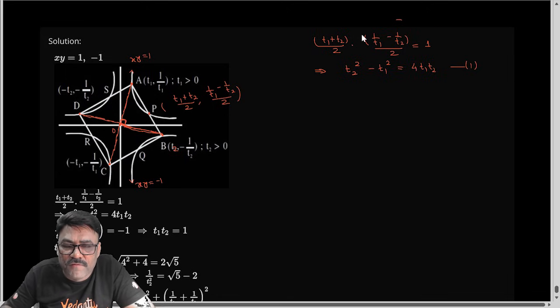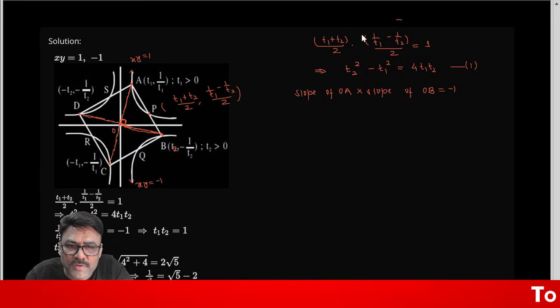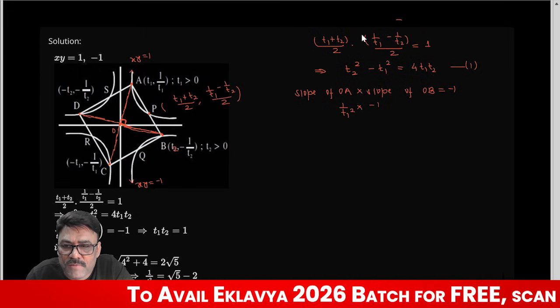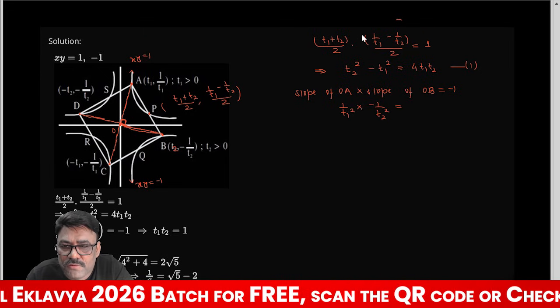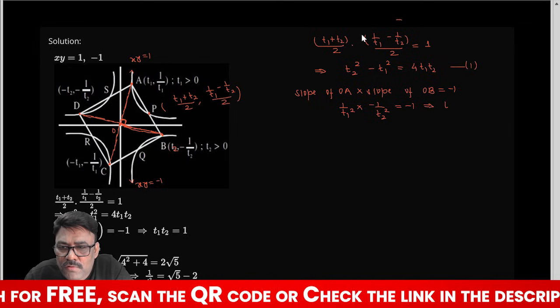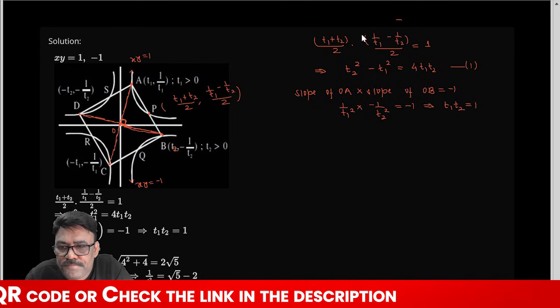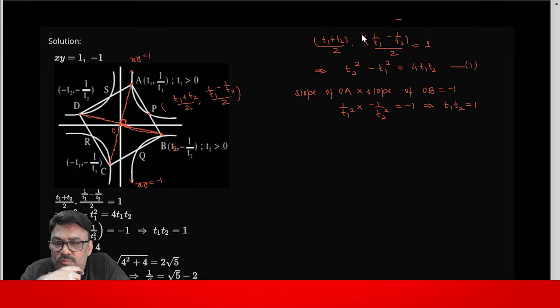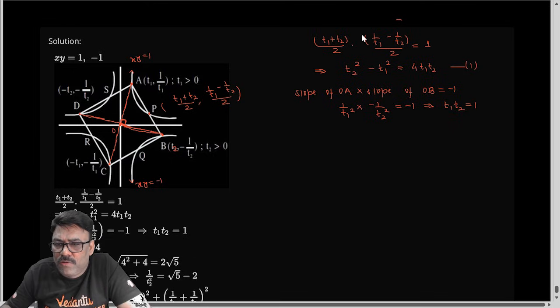So if I find the slope of OA into the slope of OB, this should be minus 1. Now what is the OA slope? OA slope is 1 by T1 square. And OB slope is minus 1 by T2 square. This product should be minus 1. So this gives you T1 square T2 square is equal to 1. So T1 T2 is 1, because I've taken T1 and T2 positive. Now T1 T2 is 1.